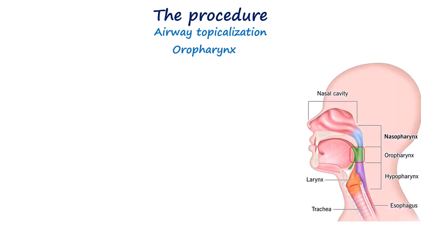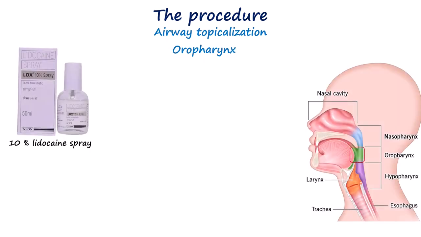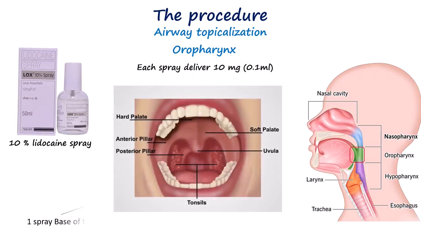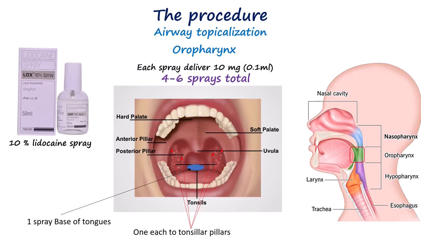For the oropharynx, 10% lidocaine spray is commonly used. Each actuation delivers about 10 milligrams of lidocaine, roughly 0.1 milliliters. One spray is applied to the base of the tongue, then one spray on each tonsillar pillar. In total, this usually requires 4 to 6 sprays. This numbs the tongue, soft palate, and oropharynx, where the gag reflex is strongest.